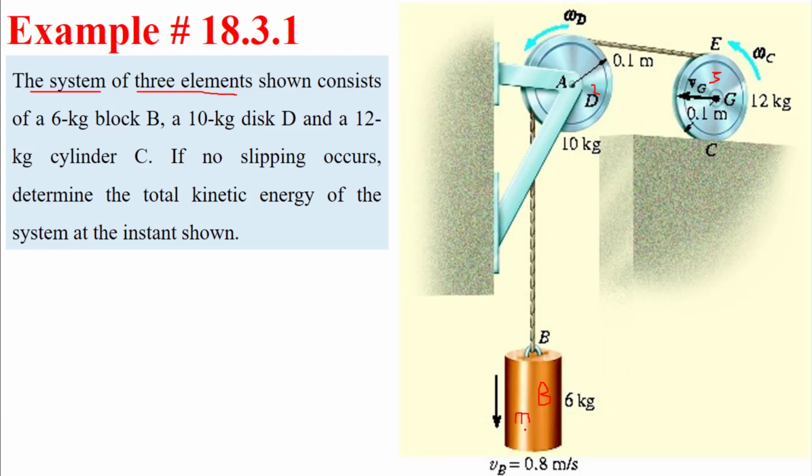So B equal 6 kilogram, or it's written here. Okay, and 10 kilogram disc D. So this is the weight of D. And 12 kilogram of cylinder C. Okay. If no slipping occurs, determine the total kinetic energy of the system at the instant shown.